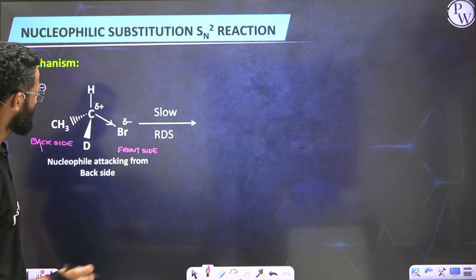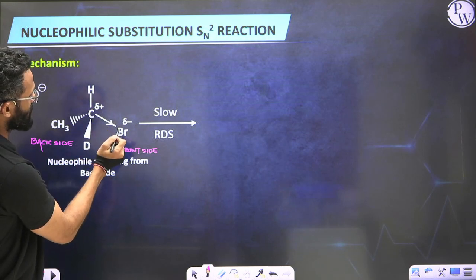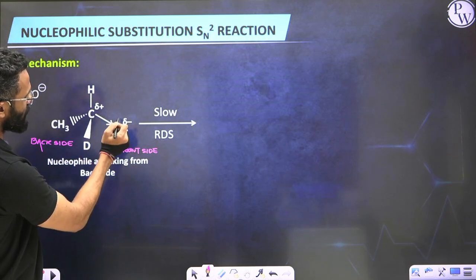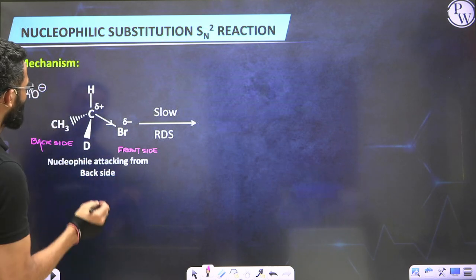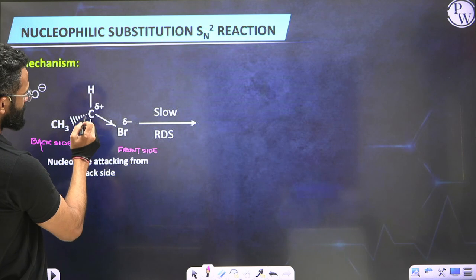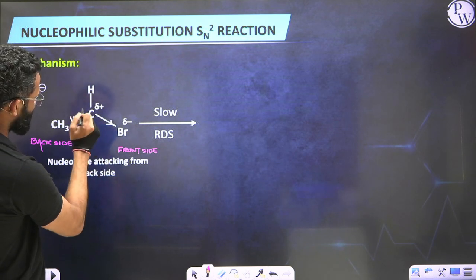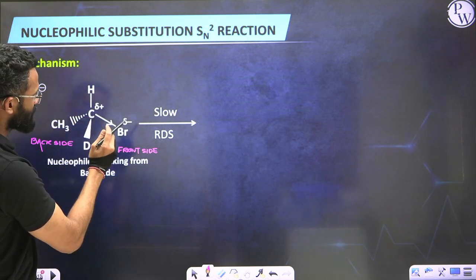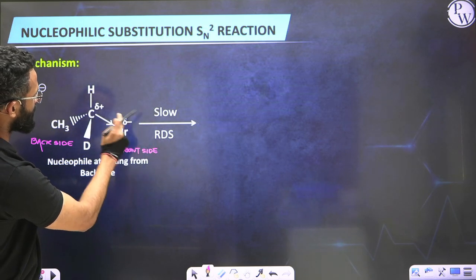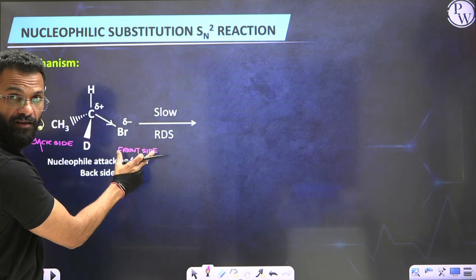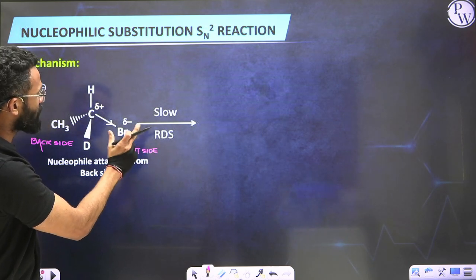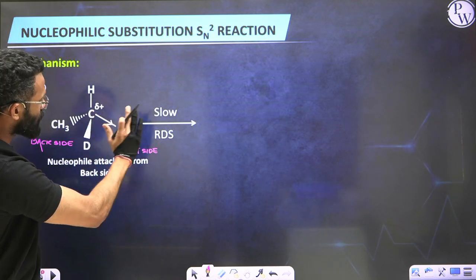Okay. Now because carbon is connected to bromine, bromine is more electronegative, so acquiring delta minus, carbon is carrying delta plus charge. Now at this delta plus charge, the nucleophile OH minus will try to attack, but there's a possibility that OH minus can approach this carbon atom from the front side as well. But the front side attack of OH at this deficient carbon is not possible.